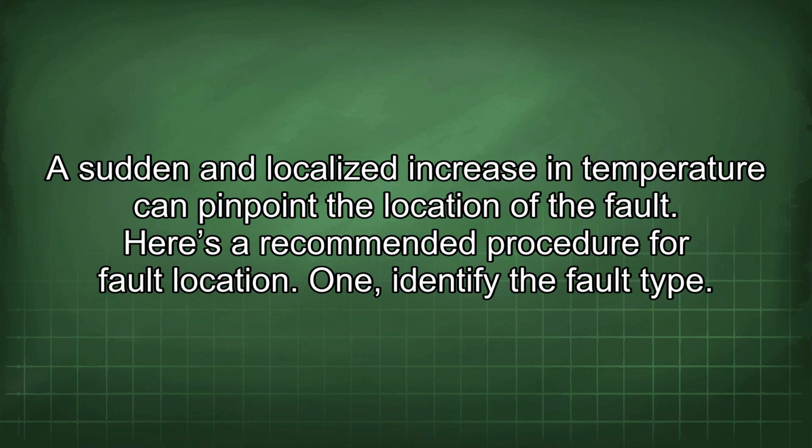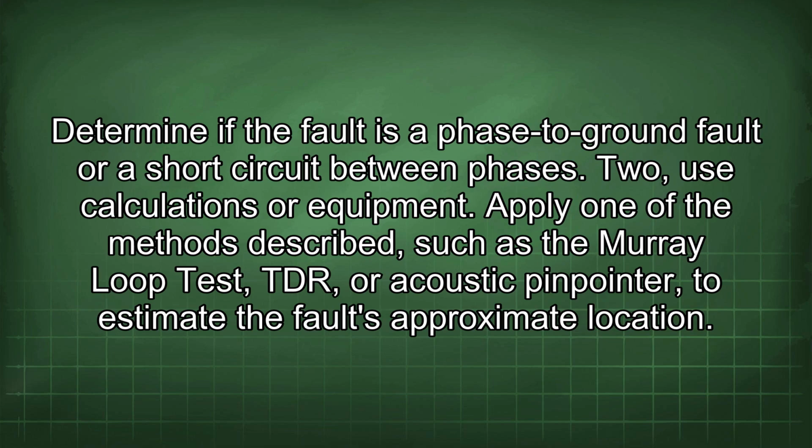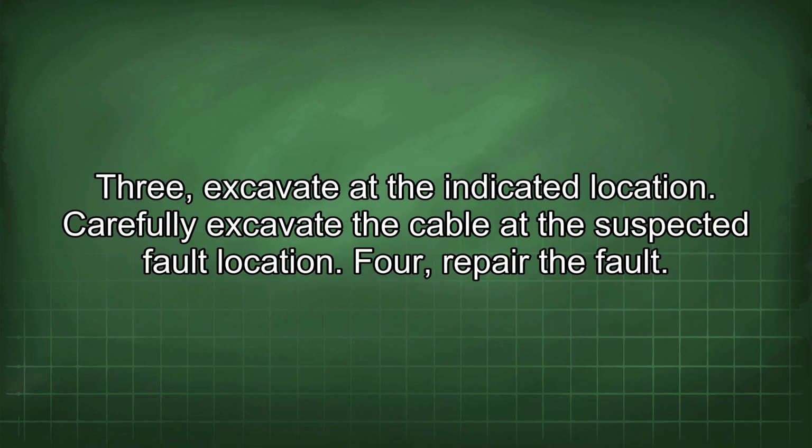Here's a recommended procedure for fault location. 1. Identify the fault type. Determine if the fault is a phase to ground fault or a short circuit between phases. 2. Use calculations or equipment. Apply one of the methods described, such as the Murray loop test, TDR, or acoustic pinpointer, to estimate the fault's approximate location. 3. Excavate at the indicated location.